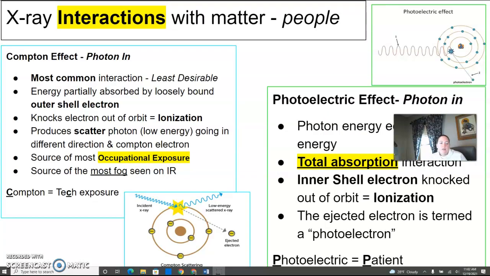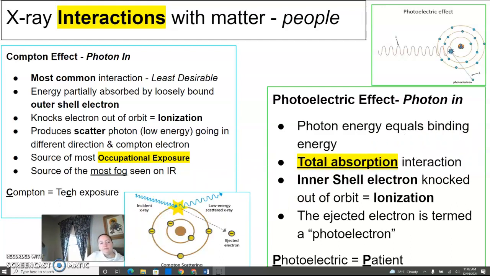All right, X-ray interactions with matter. I just think people matter, right? You have Compton and photoelectric. There is coherent too, but I don't worry about that one as much. Compton and photoelectric are both going to be photon in. Paula Photon, she's riding the waves. See this picture here? We've got waves coming in. We don't have a straight line.